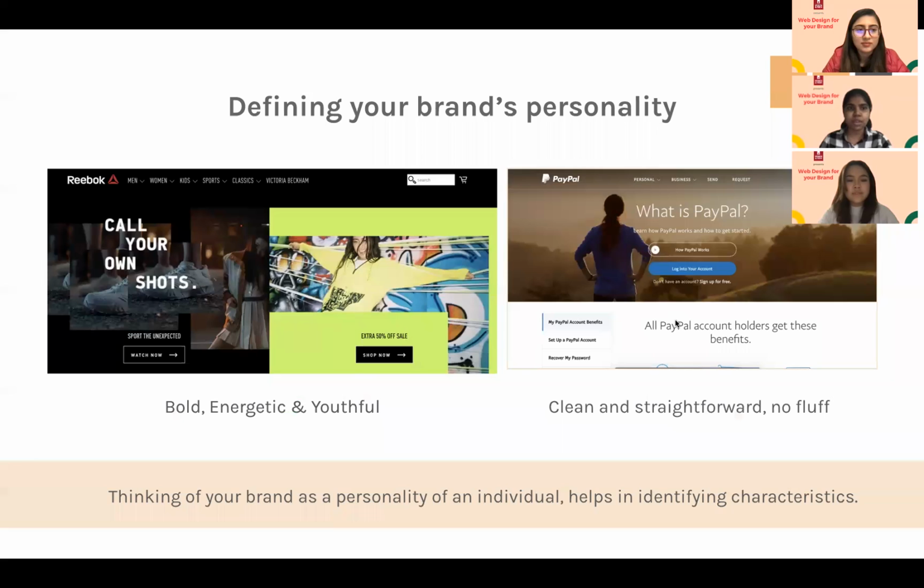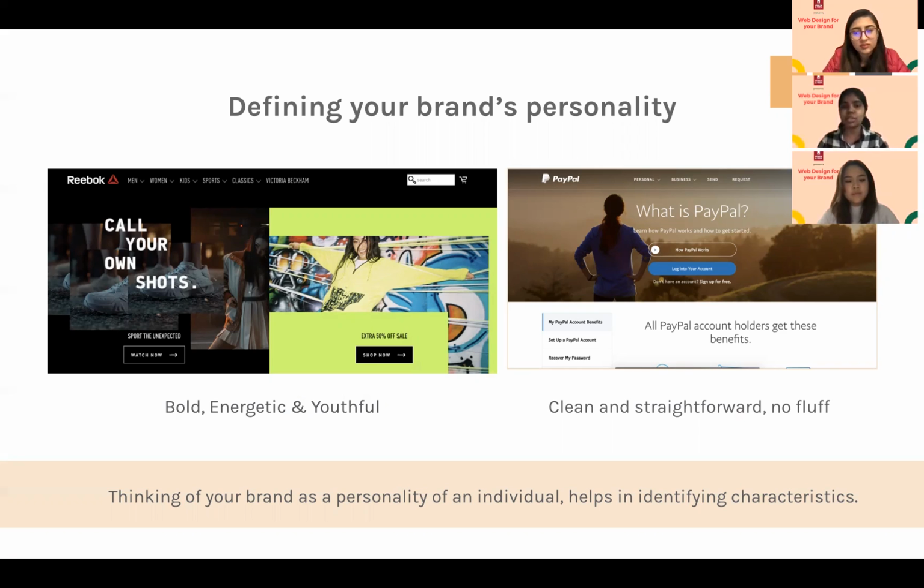Next. So, the first thing here is you need to define your brand's personality. What is your brand's main goal? Who is your brand's main audience? So, for example, in the left section, you can see Reebok's main audience is the people who go out for sports. So, their brand depicts more of an energy vibe, an active, youthful vibe. So, it represents bold, energetic, and youthful.